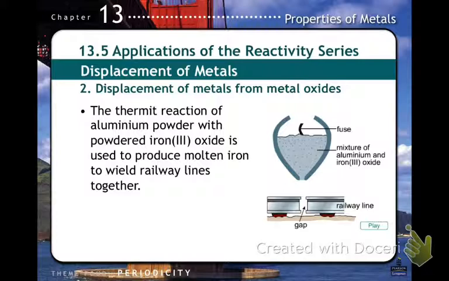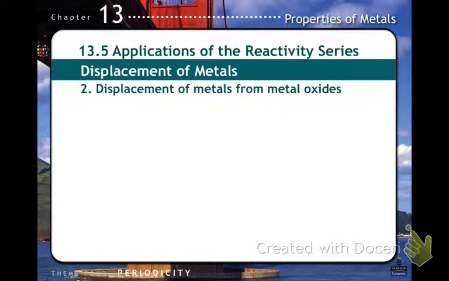Just imagine. Thermit reaction of aluminum powder with powdered iron trioxide is used to produce molten iron to weld railway lines together. So basically, sometimes railway lines have some gaps, right? So you need to close up the gap. So what you do is you add aluminum powder to iron trioxide, then it will produce the molten iron, which will fill up the gap. Okay, that's about it. Simple.